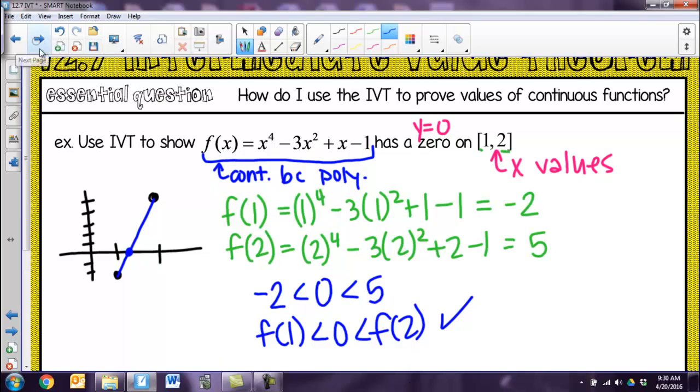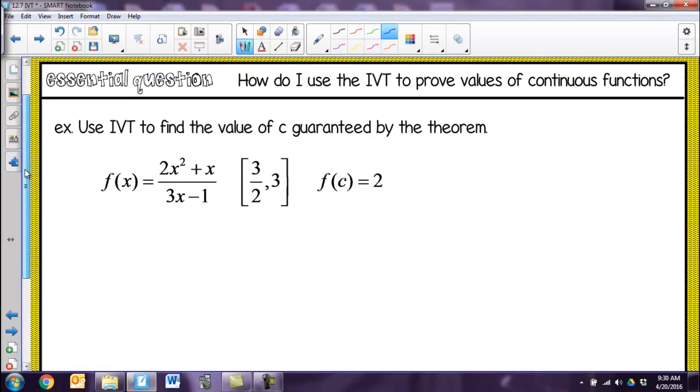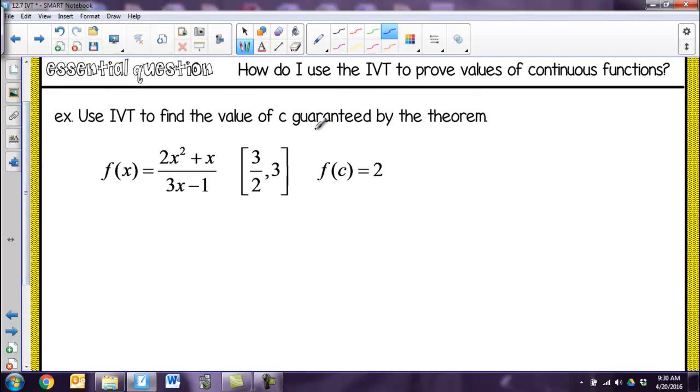Okay, let's do one more example. We're going to use the intermediate value theorem to find the value of c guaranteed by the theorem. Now what this means, it doesn't mean I'm going to say c equals a number in the end. We're just trying to find the interval on which c should exist. So first of all, I know that this is my interval. This would be my first value, my a, and this would be my second value, my b. And I'm going to plug those two values into the function they gave me.